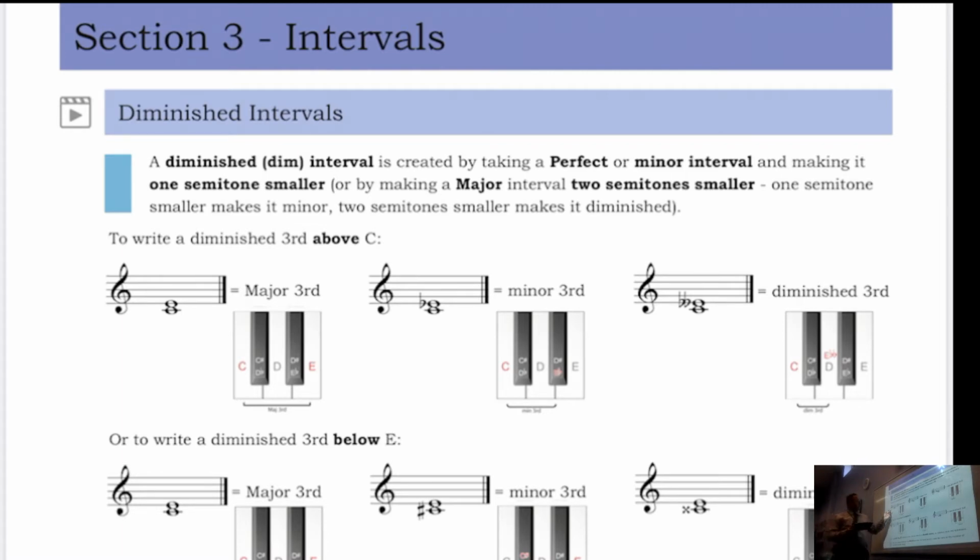So, diminished interval. I'll read straight from Deborah Smith's work because she is the expert at this. A diminished interval is created by taking a perfect or minor interval and making it one semitone smaller, or a major interval by making it two semitones smaller. I will now break that down into some simpler language, even though it was relatively simple there.